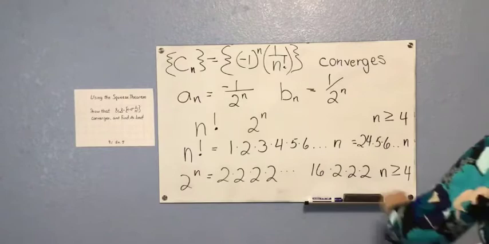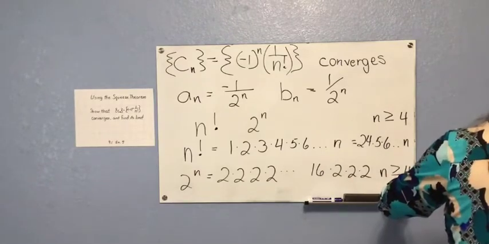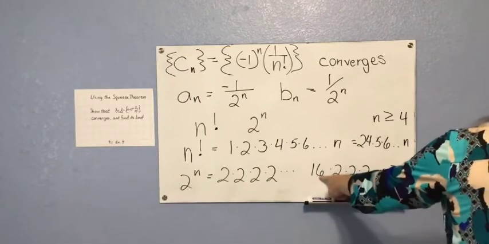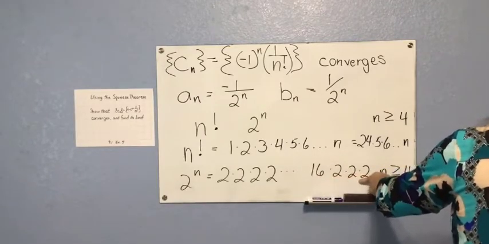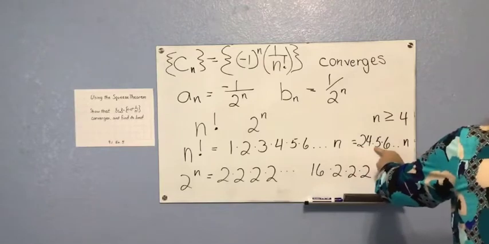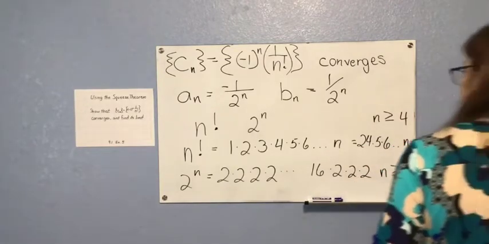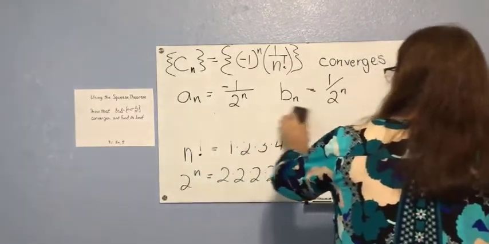I can see that 2 to the n is going to be less than n factorial. Because here I only have 16, I keep multiplying by 2. Here I have 24 already, and I'm multiplying by numbers larger than 2. So the factorial is definitely going to be larger.